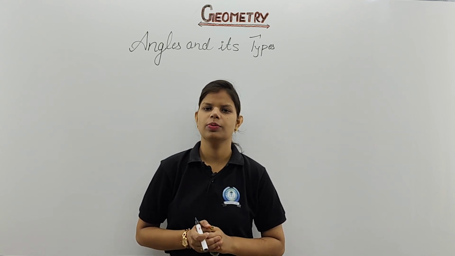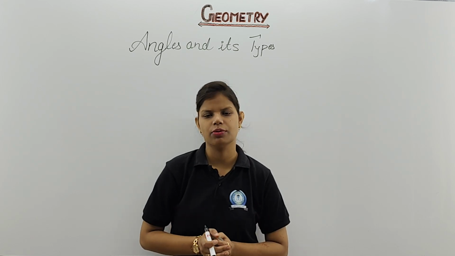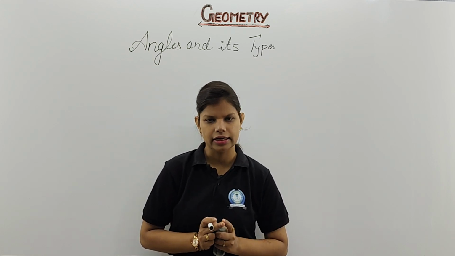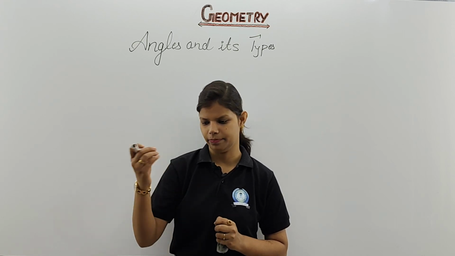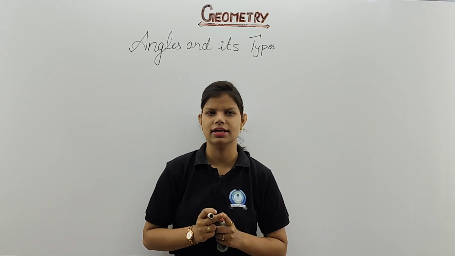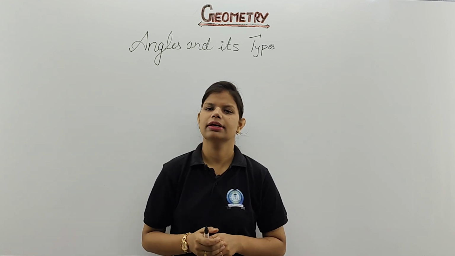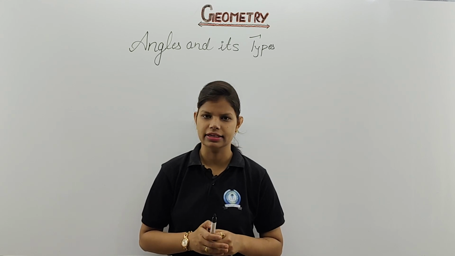In our previous video, we already discussed in detail what an angle is and what type of figures form an angle. When two rays are joined together, they form an angle. There we discussed the vertex. When two rays join together, they form a vertex, and at that point they form an angle. But in this video, we are going to learn about the types of angles.